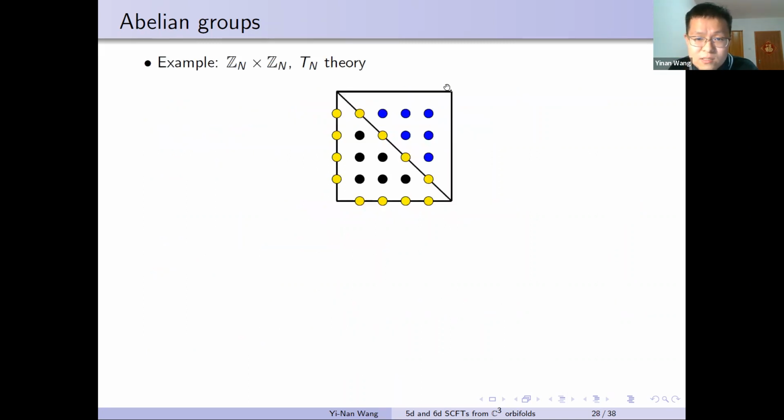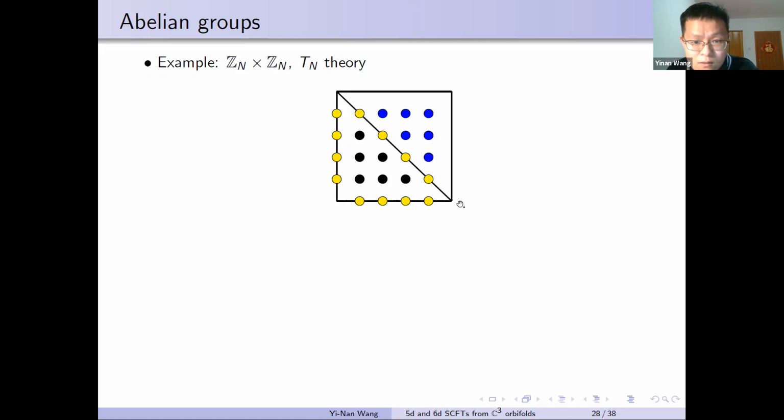And the second very simple class of examples are the T_N theories, where gamma is C_N times C_N. So here I show the case with N equals 5, and I just draw all the group elements, and each of them corresponds to a conjugacy class, and they are organized in this square. So this is like a periodic boundary condition, and this guy and that guy are both the identity element of C_N times C_N. Okay.